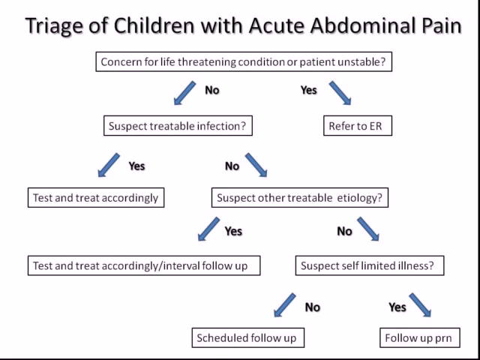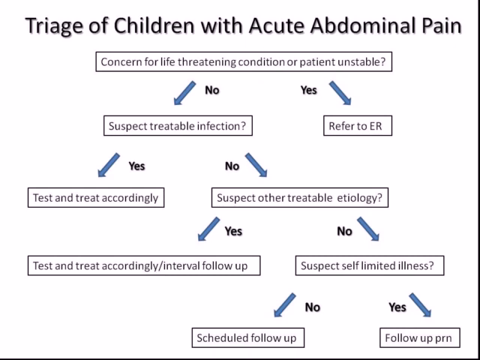This is a triage algorithm for children with acute abdominal pain, with a focus on the outpatient setting. Here, the first triage question is: is there a concern for a life-threatening condition, or is the patient unstable? If the answer to either of those questions is yes, then it's prudent to refer the patient to the emergency room for evaluation.